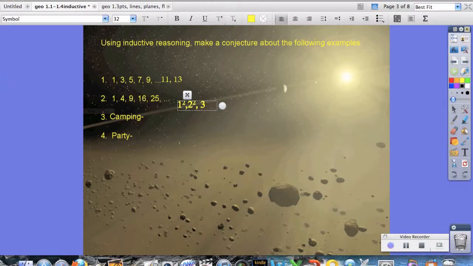So this will give us our 3 squared, 4 squared, and 5 squared. So obviously the next ones, hopefully you'll figure out, are 6 squared and 7 squared. So our answers for the next two would be 6 squared and 7 squared. The next two, for camping and party, we're going to do in class.